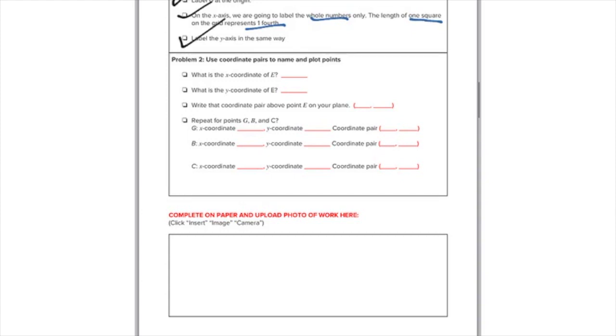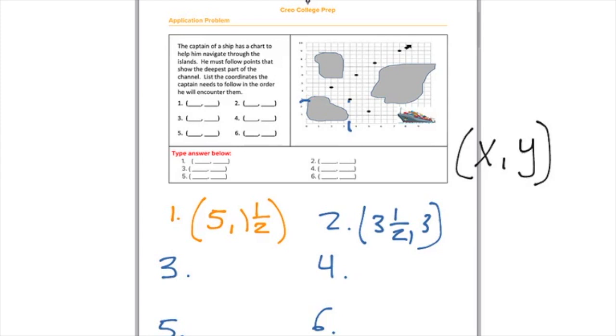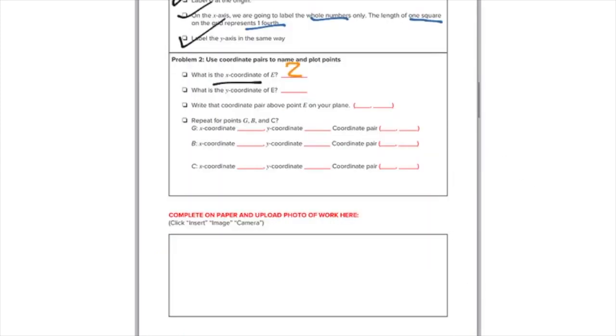Now we're using the coordinate pairs to name and plot the points. So what is the x-coordinate of E? Well, let's find E. E is right here. The x-coordinate, so that means my blue, my horizontal going across, it is right here, right? E goes down here, and that is where I labeled 2. So I'm going to put 2.